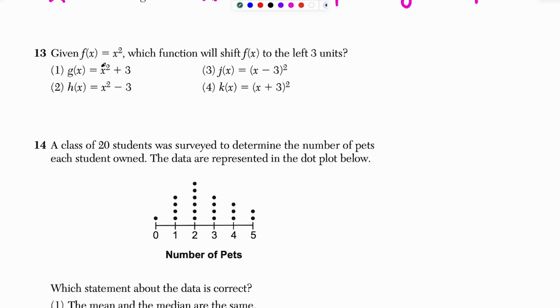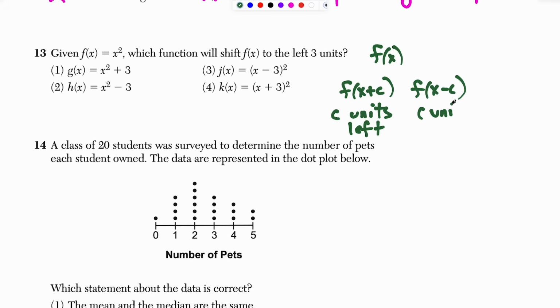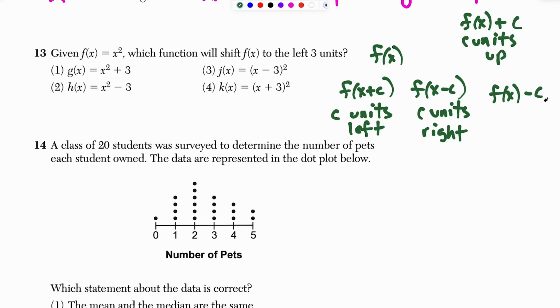Question 13, given f of x equals x squared, which function will shift f of x to the left 3 units? Just know, anytime you have a function f of x, if you go to f of x plus c, this sends you c units to the left. If you have f of x minus c, this sends you c units to the right. And I'll write this over here: f of x plus c on the outside sends you c units up, and f of x and then minus c on the outside sends you c units down.